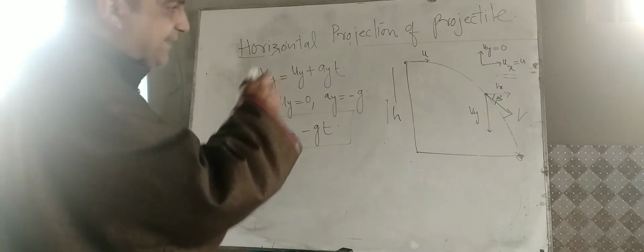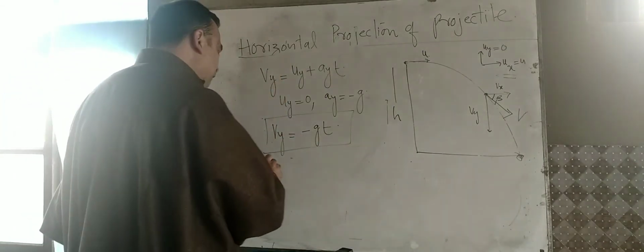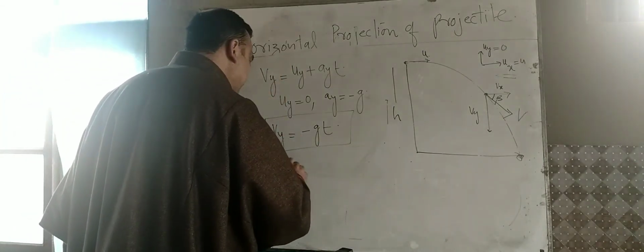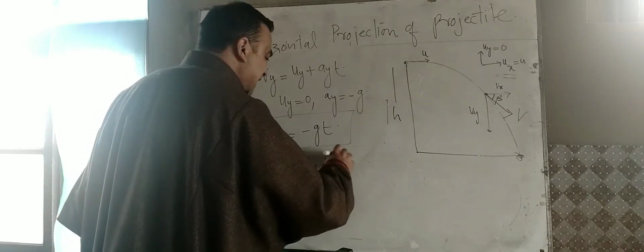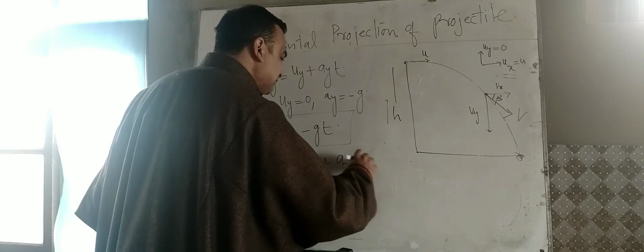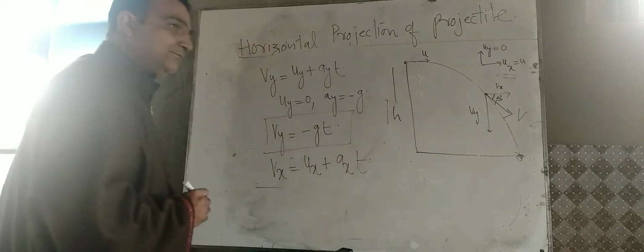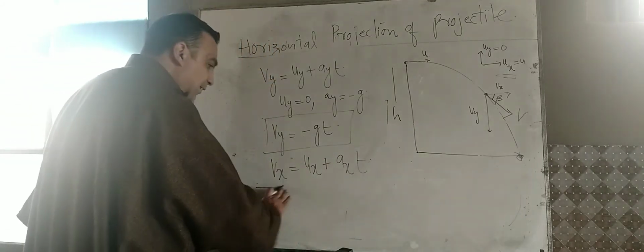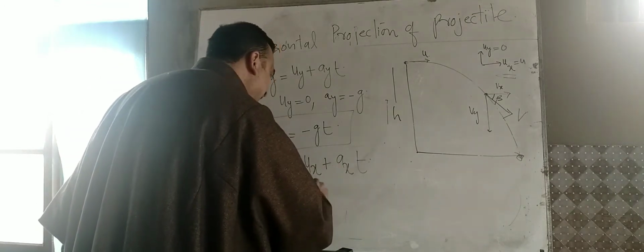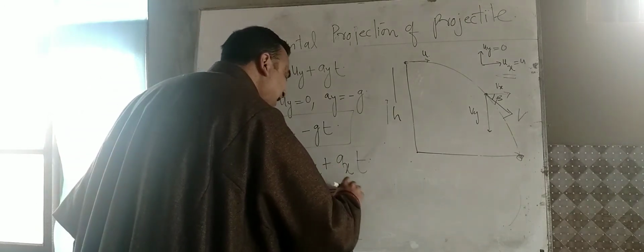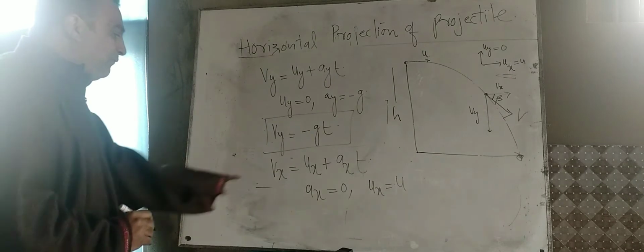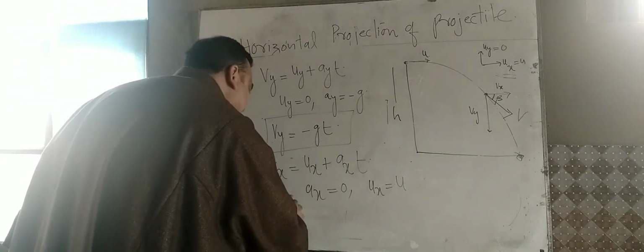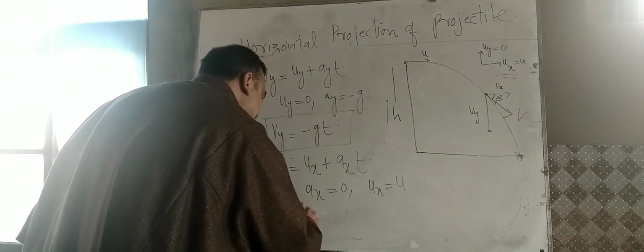What about Vx, the horizontal component of velocity? Vx will be ux plus ax t. All of you know that ax is 0. There is no horizontal acceleration. And ux is simply u. So what will be Vx? As predicted, Vx is u.